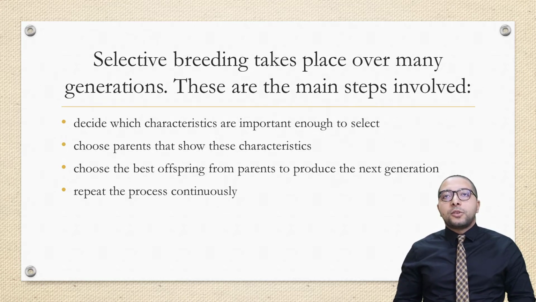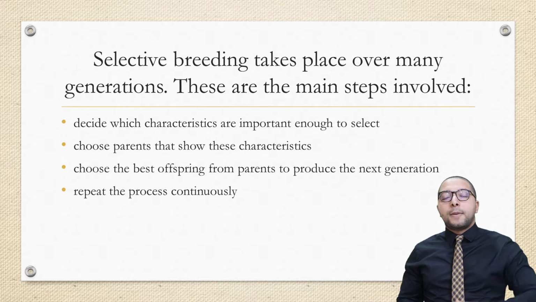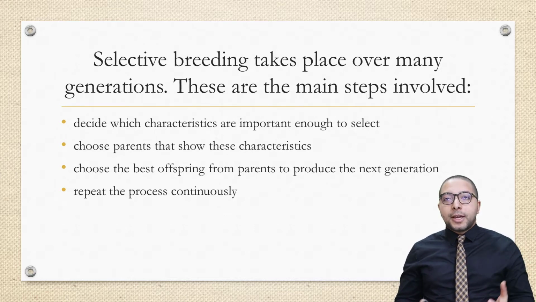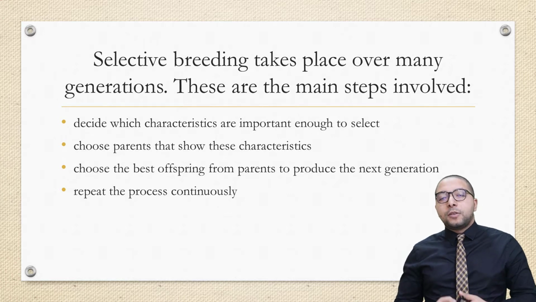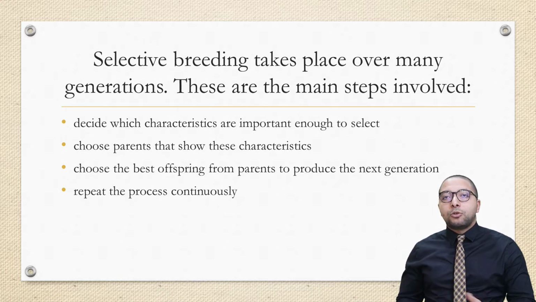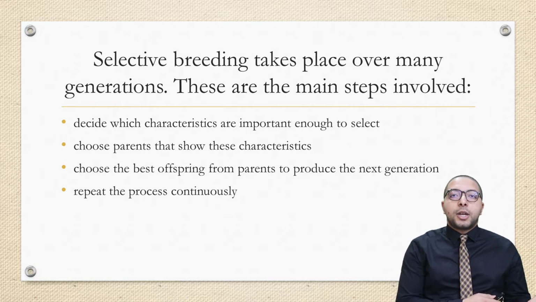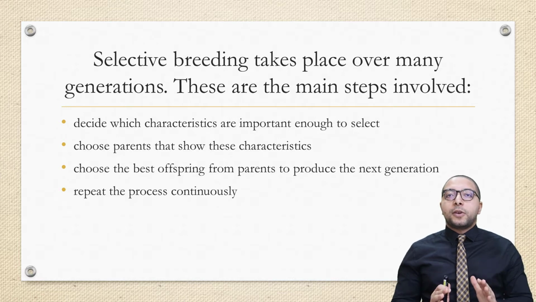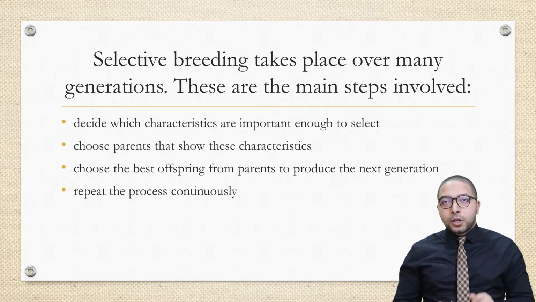These are the main steps involved in selective breeding. The first step, in order to increase the percentage of the cows that can produce more milk, is to decide which characteristics are important enough to select. We need to have an aim. Is our aim to get more milk, to get more beef, or to get larger eggs, or to get larger grain sizes? We need to be very specific when it comes to the characteristic which we need.